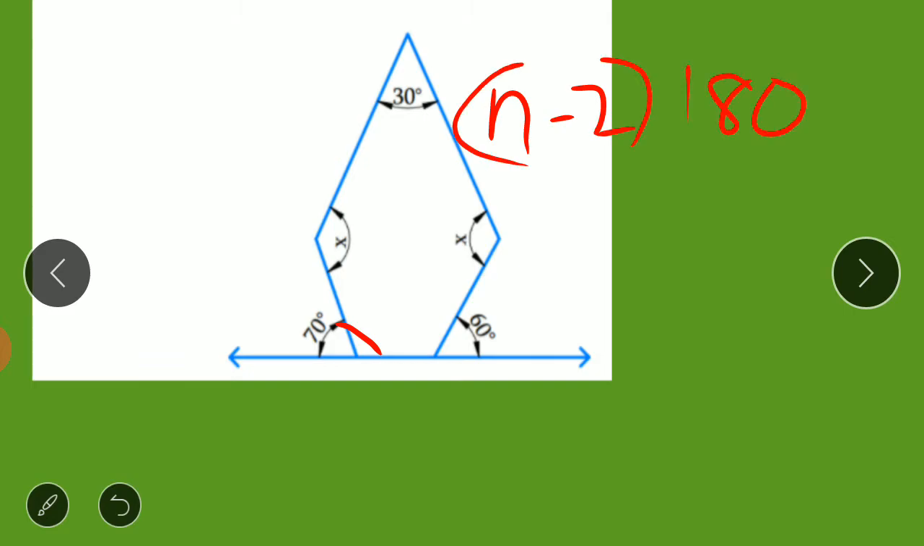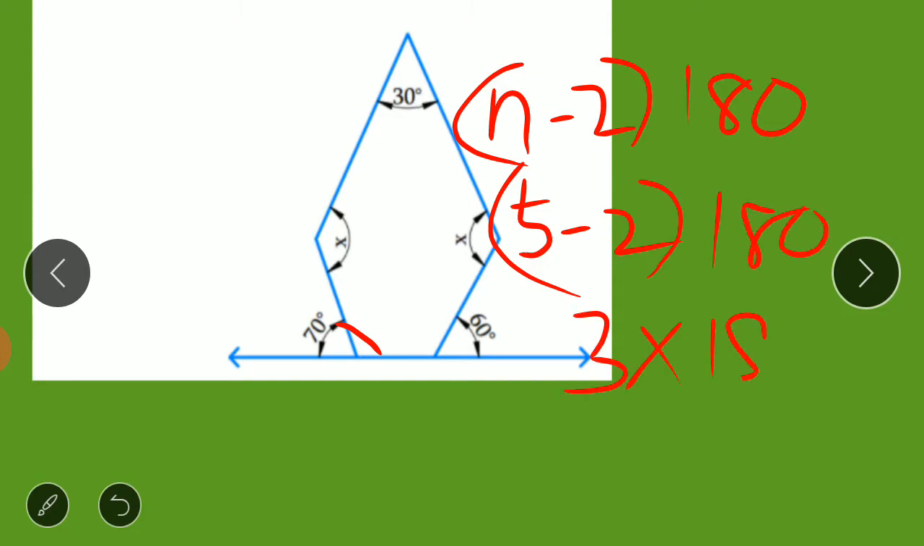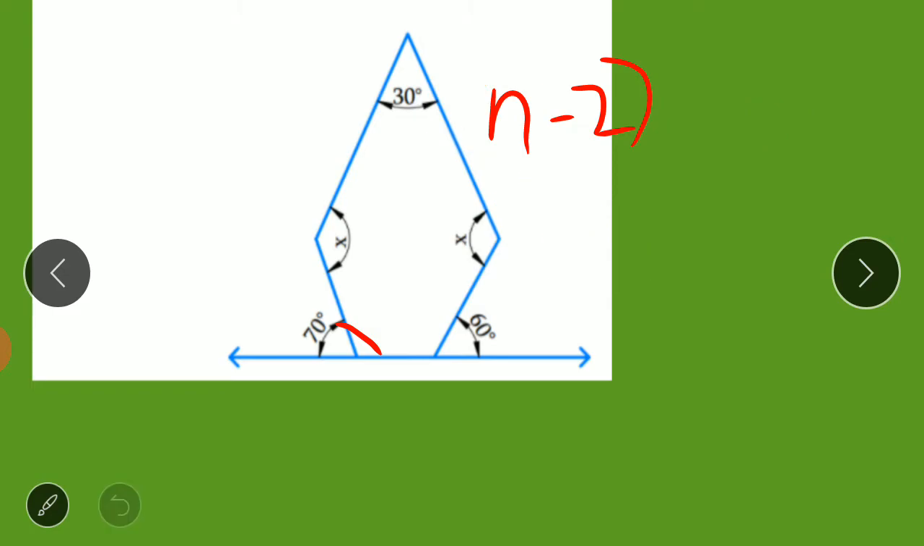So n, here what is that n? There are five sides, no? So 5 minus 2 into 180. 5 minus 2 is 3, 3 into 180, you get 540. That is, when you add all the five angles in a pentagon, you get 540 degrees. The angle sum property of a pentagon is 540 degrees. Now we have found the angle sum property of a pentagon.